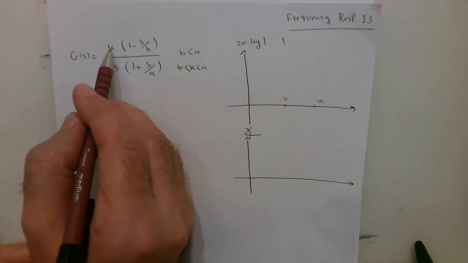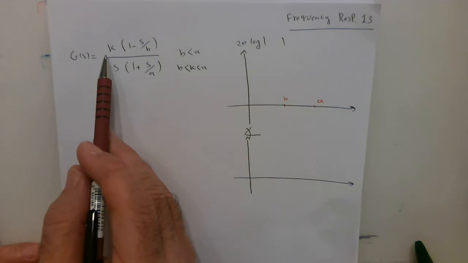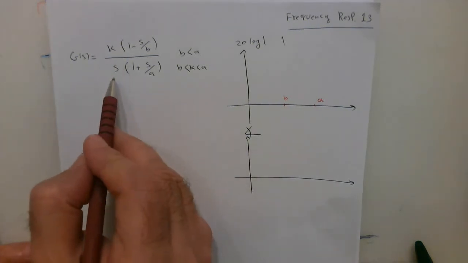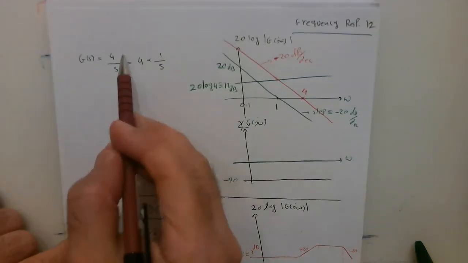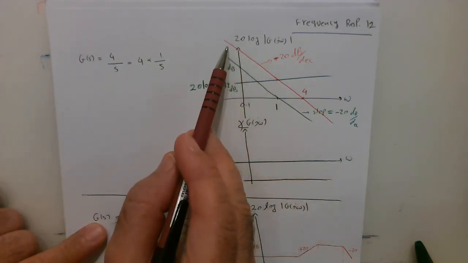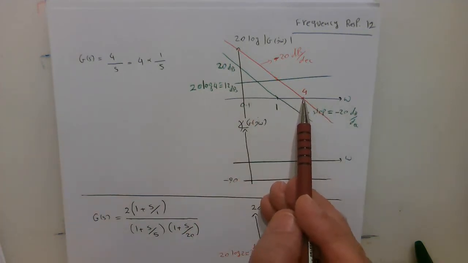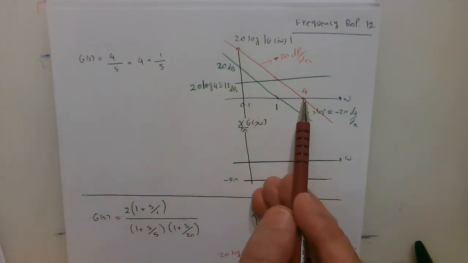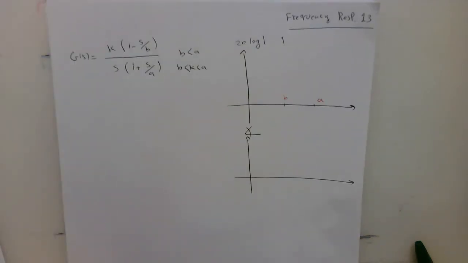And due to the gain, it will shift this minus 20 up and down, depending on whether K is greater than 1 or less than 1. But what is important is that in one of the examples I showed you, if we have 4 over s, then the Bode diagram will cross the horizontal axis at omega equal 4. Therefore, if we have K over s, this crossover frequency would be K.